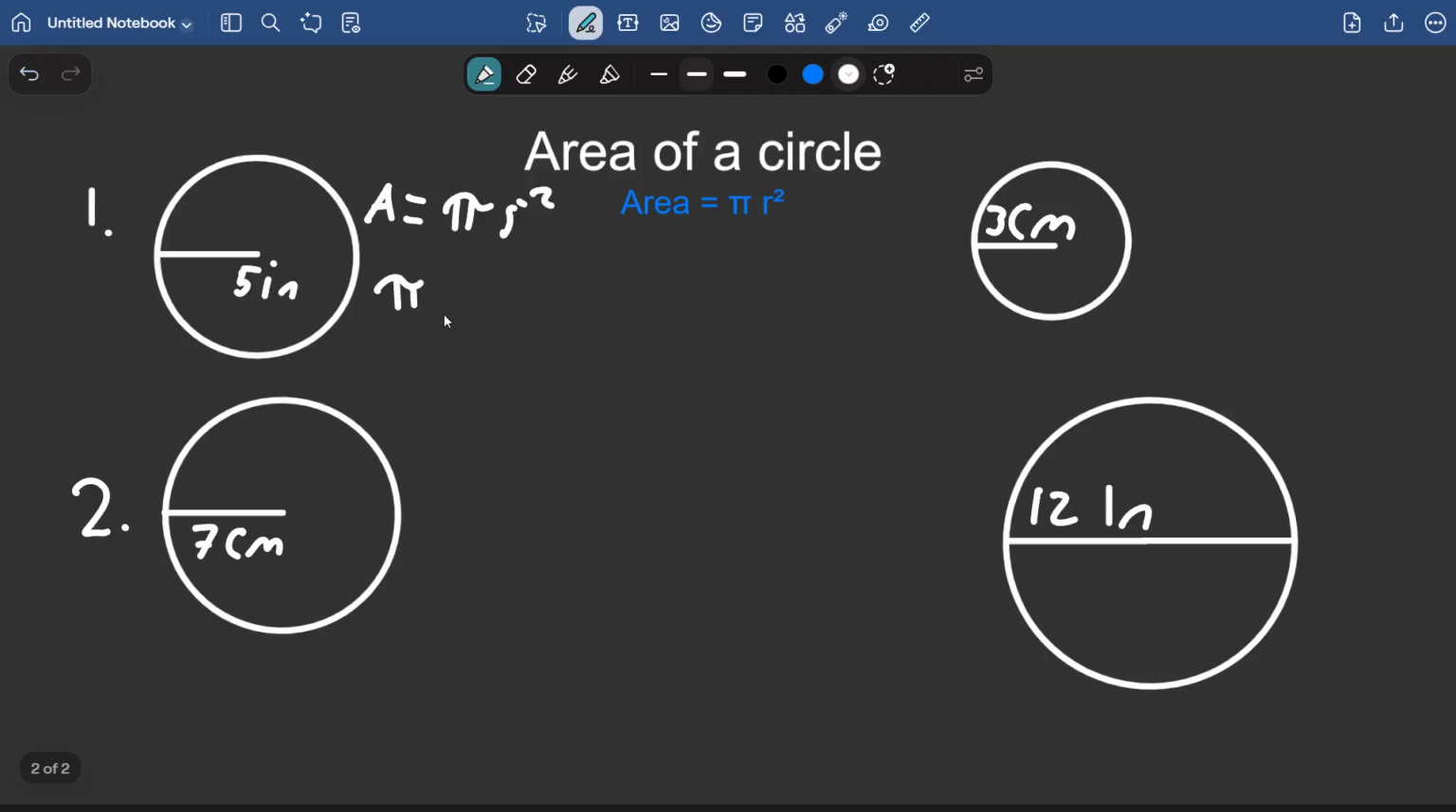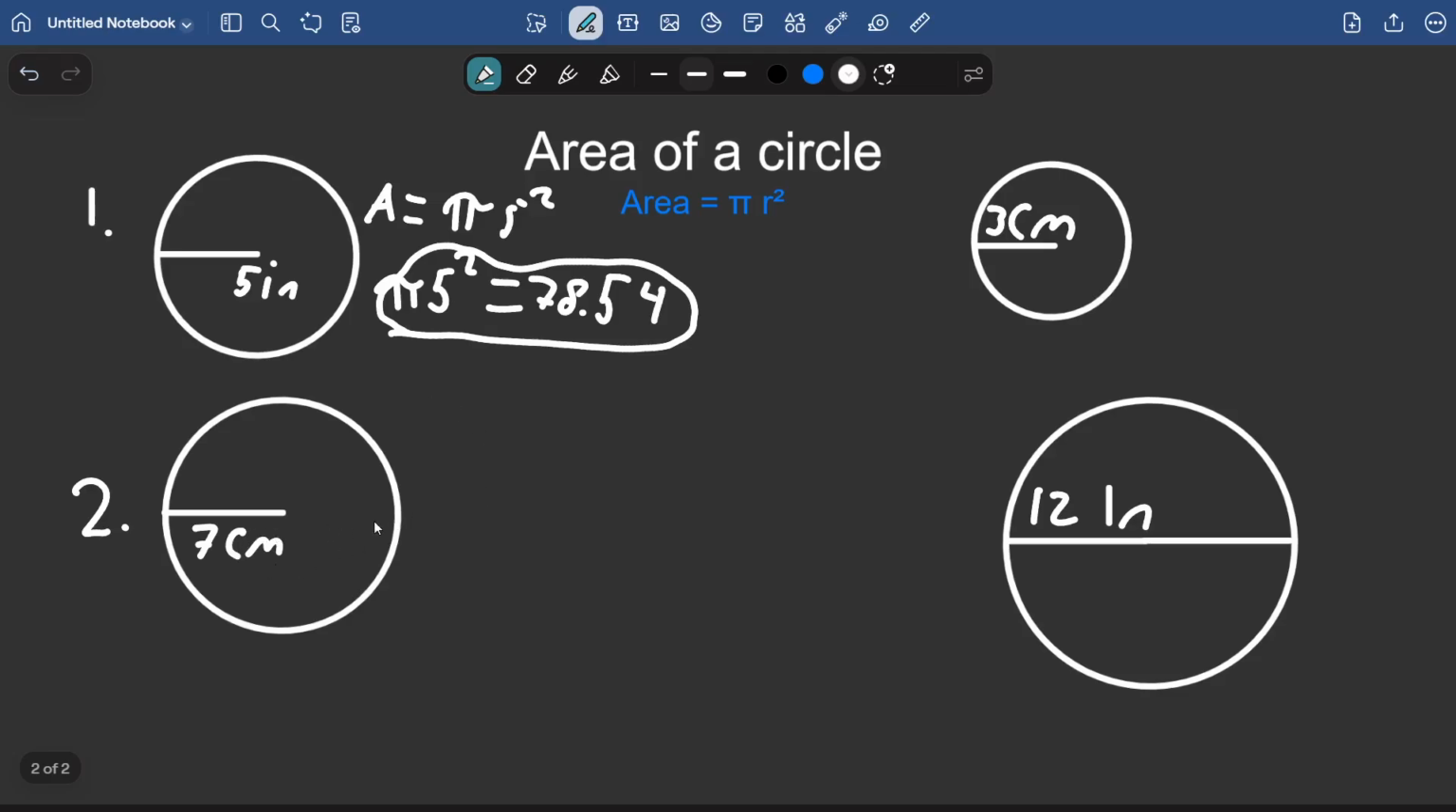We type this into the calculator, pi times 5 squared, and then you get 78.54. So this is the answer to the first question. This is the area of the circle. So let's go straight to the second circle.